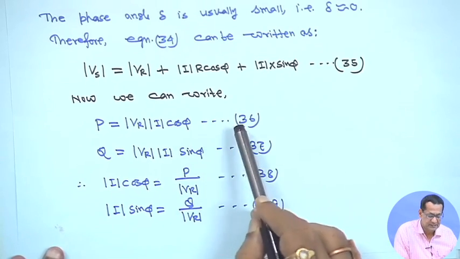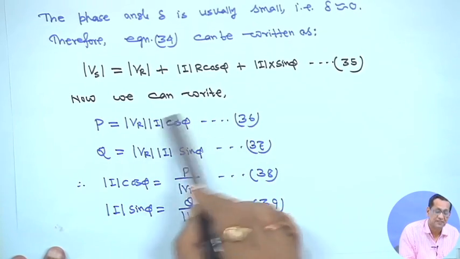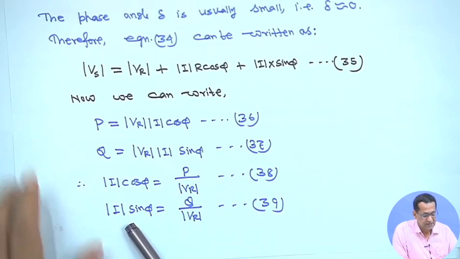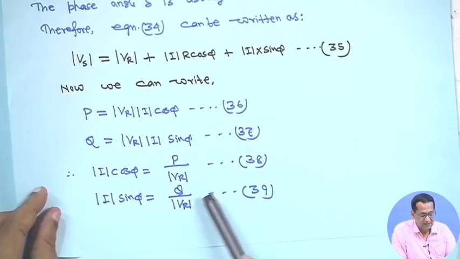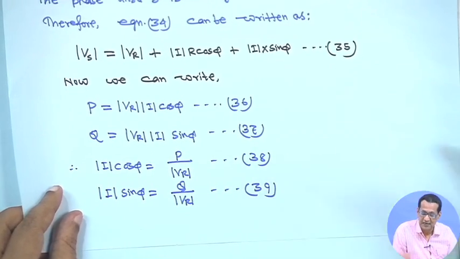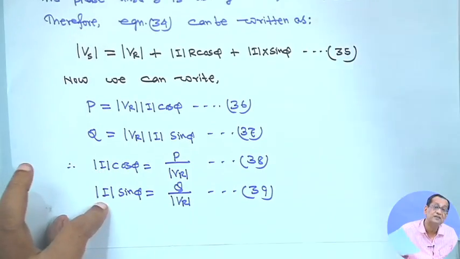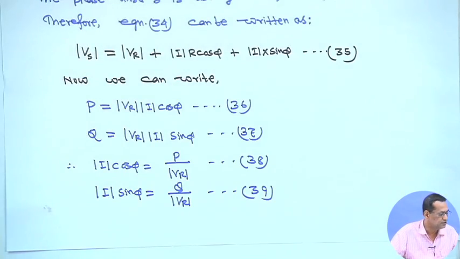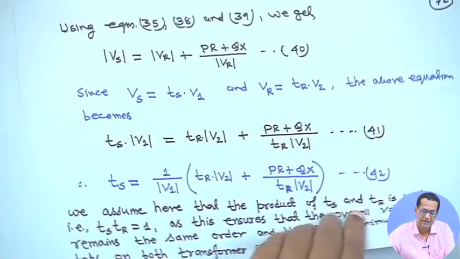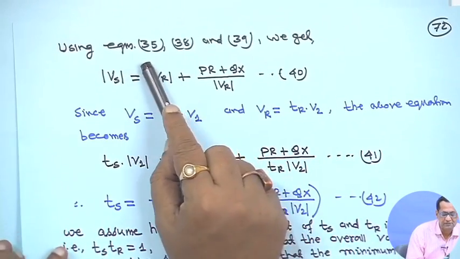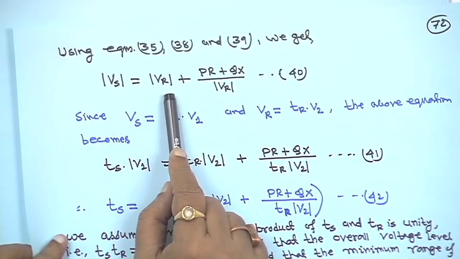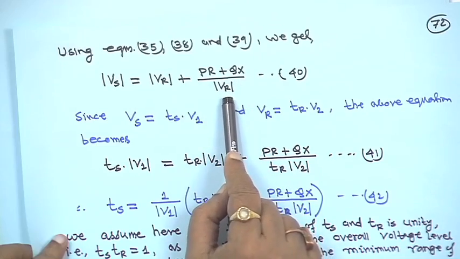Now, from equation 36 you can write magnitude I cos phi is equal to P upon magnitude Vr, and from this equation magnitude I sin phi is equal to Q upon Vr, this is equation 39. Now, this magnitude I cos phi and magnitude I sin phi you substitute in equation 34. If you substitute, then what you will get? You will get, using equations 35, 38 and 39, magnitude of Vs equal to magnitude of Vr plus Pr plus Qx upon magnitude of Vr.